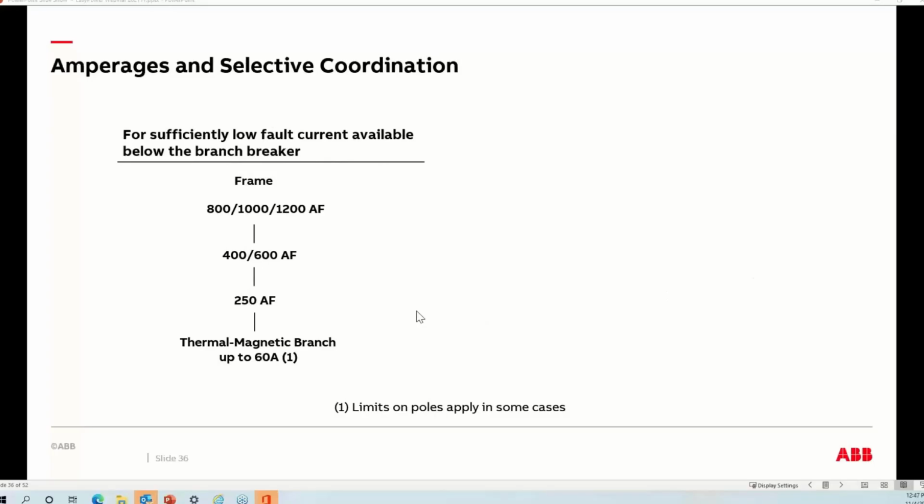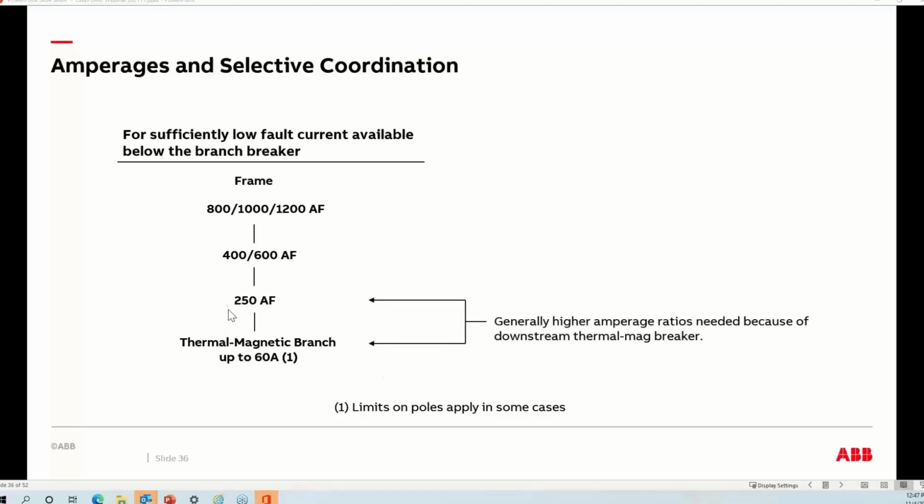Now, if I want to look at amperages, let's look at the case again where we could get our 4 levels of molded case circuit breaker. When I look at the possible amperages involved, remember this 250 amp frame may have a selection down to maybe say 100 amps or so. Where thermomagnetics are involved at some point, you're going to have a thermomagnetic feeding your 20 amp or 15, 30 amp loads. That would be typical. The amperage ratios there are typically going to be higher.